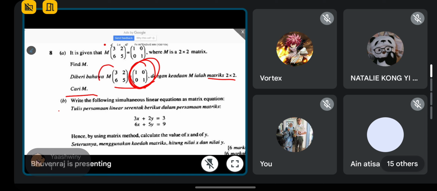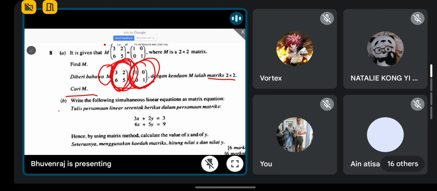Means that, apa hubungan M dengan yang ni, guys? What is the relationship between M and this matrix? What is the hubungan antara mereka? Yes, songsang, very good. Okay, so now you can find out lah. Kamu hanya perlu buat songsangan matrix ni sebenarnya. Just inverse this matrix, then you will get matrix M.